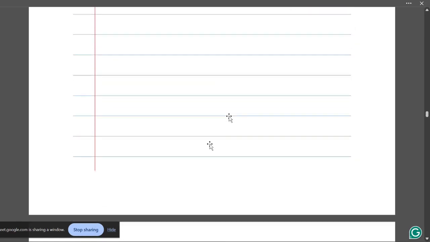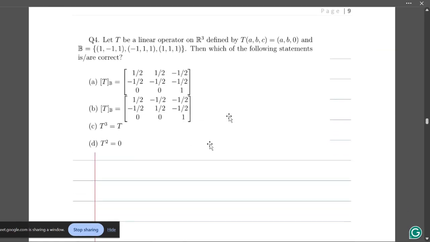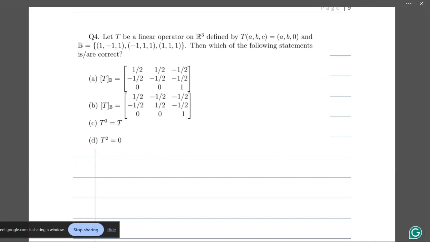Okay, so let's go to the next question. T is a linear operator in R3 given by this, and B is this matrix. Which of the following statements is correct? We want to get a matrix representation for T with respect to the B basis. So let's see what should be the first column.